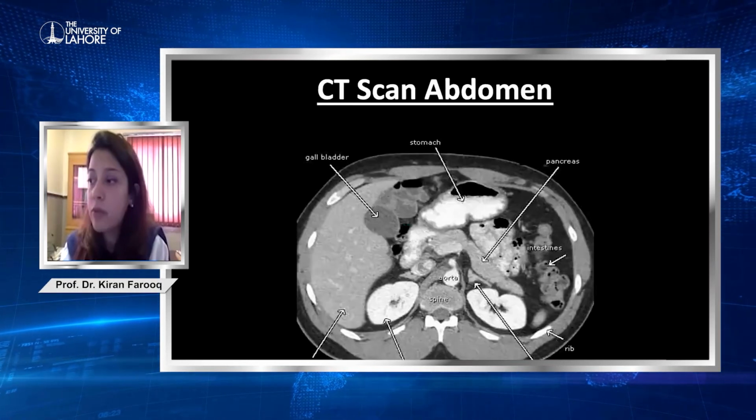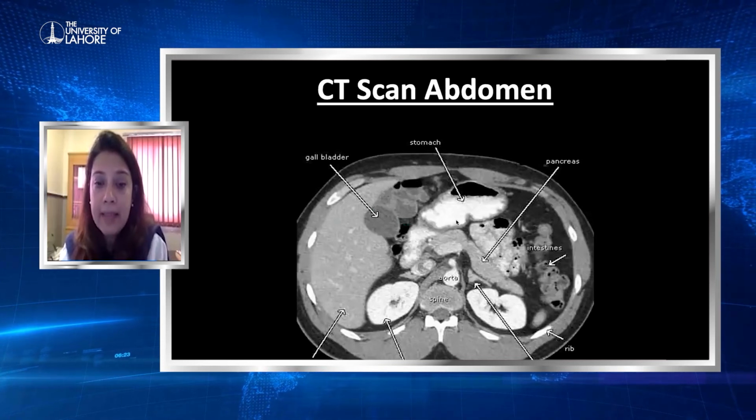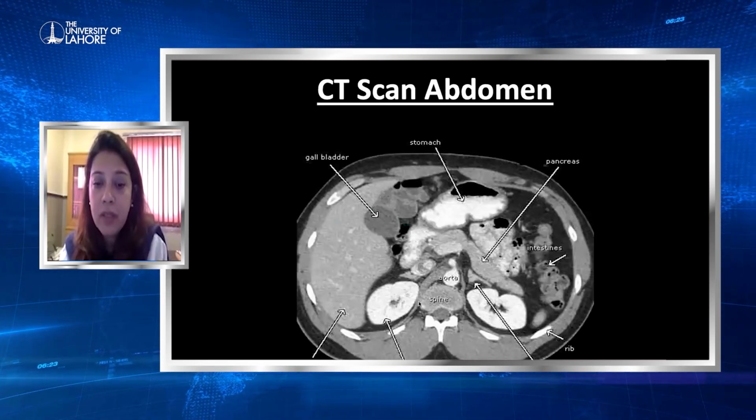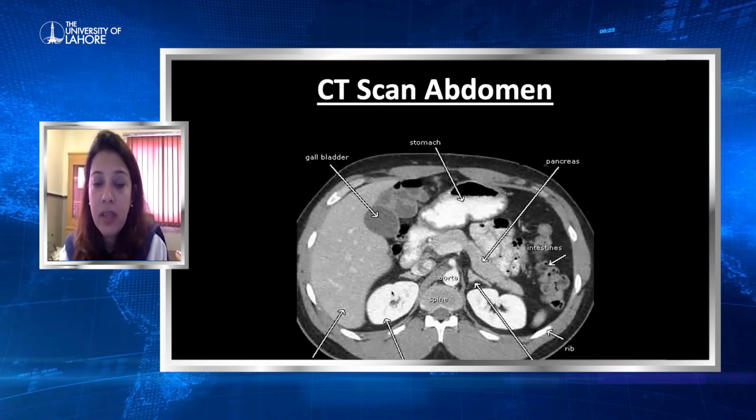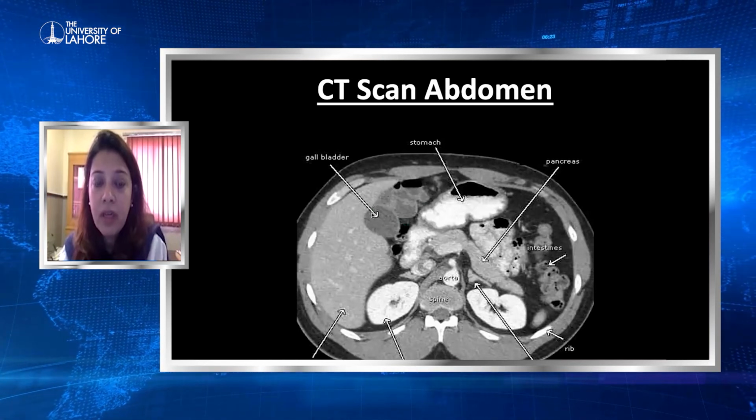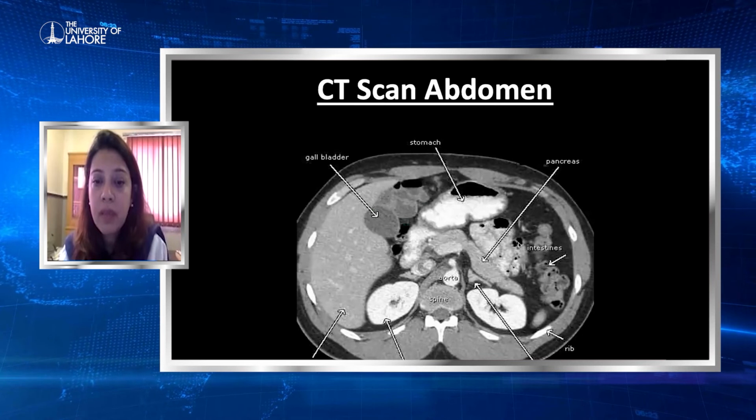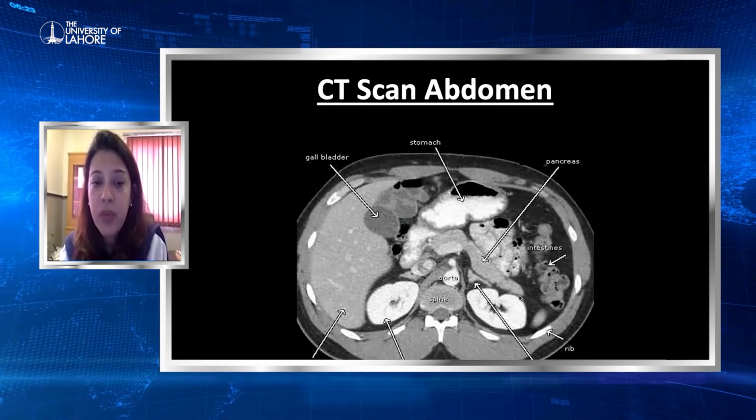This is how a CT abdomen looks. This is the anterior part, posterior part. This is the vertebral body. This is the kidney, right kidney, left kidney, liver. This is the gallbladder, stomach, and this is the pancreas. So see, everything is very clearly visualized.